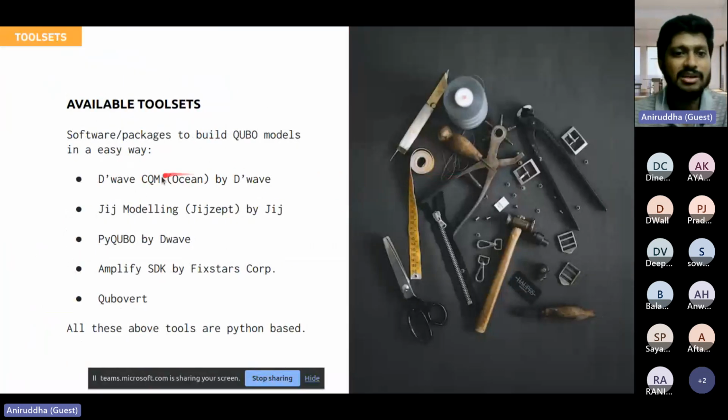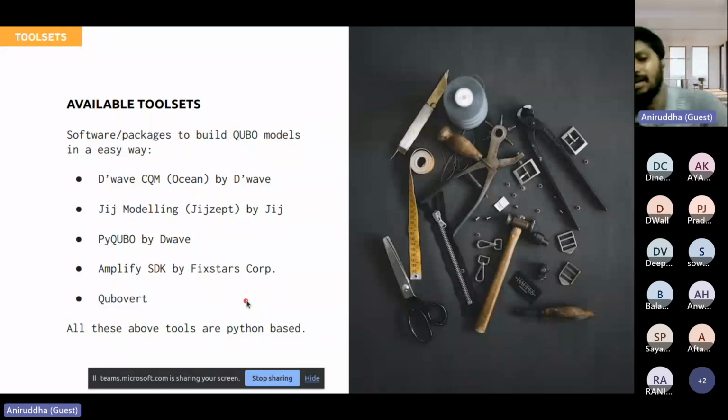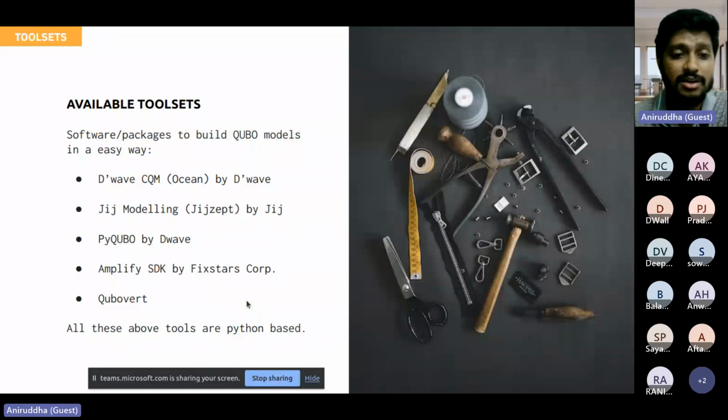Now these tools, D-Wave CQM, JijModeling by Jij, PyQUBO, there is something called Amplify SDK. These are Python-based tools, and they can help you formulate a problem as a QUBO problem. Not necessarily QUBO, there can be other problems as well. Higher order binary optimization polynomial, HOBO, PUBO problems are also there. By using these tools, you can easily convert your problem into a QUBO problem. Once you are good with the QUBO, you can use any optimization algorithm to get the result.